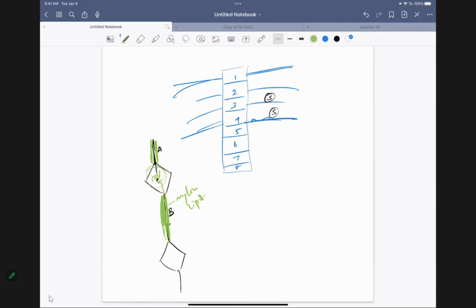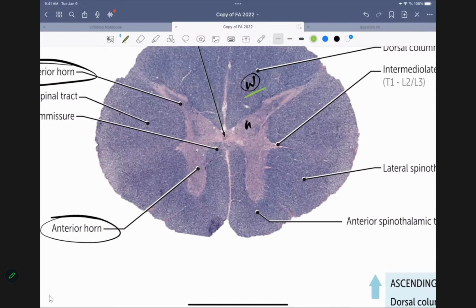You cannot stain a fat. That's why it looks white in color. We call it white matter. All of them are white matter, so they cannot stain. That's all. So these are cell bodies and these are axons carrying.